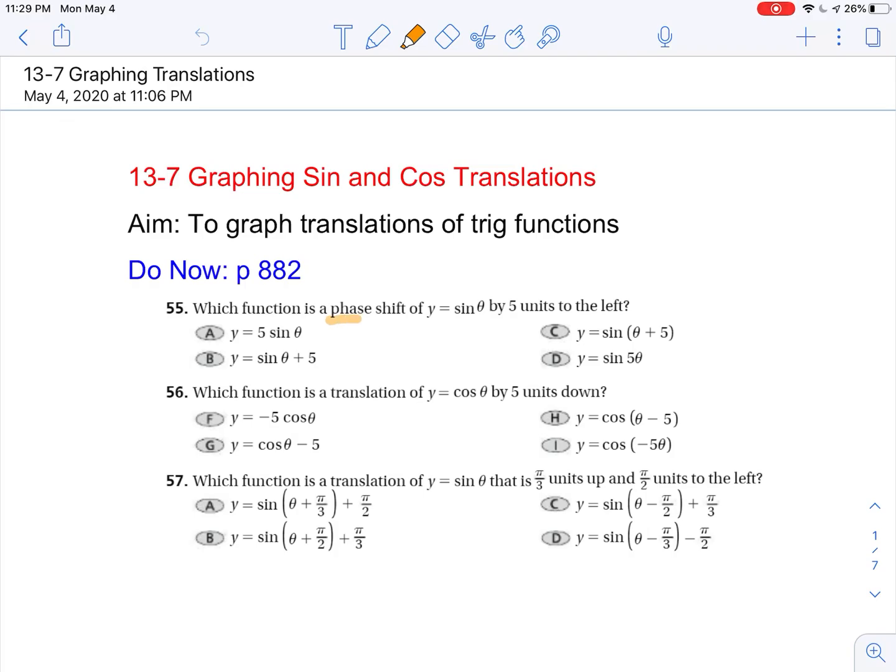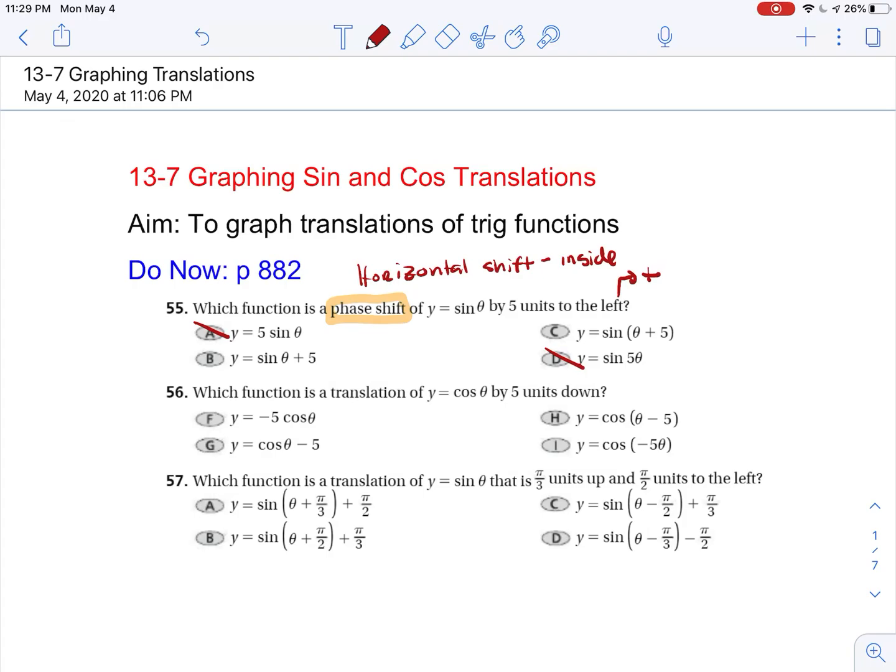So number 55 says, which function is a phase shift of y equals sine theta by 5 units to the left? Remember, the vocabulary word phase shift means horizontal change. And a horizontal shift always happens inside the function. Now, when it is inside the function and we want to move left, remember we want to pick a sign that is the opposite sign. So left is towards the negative numbers, so I will have a plus within my equation.